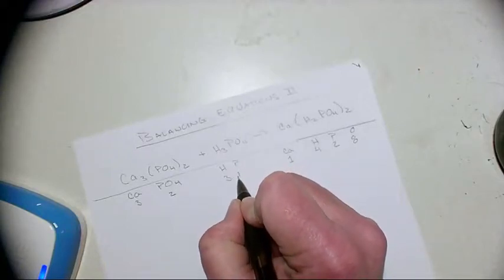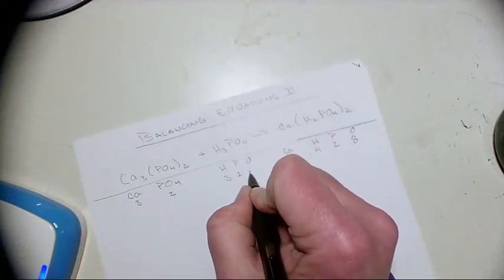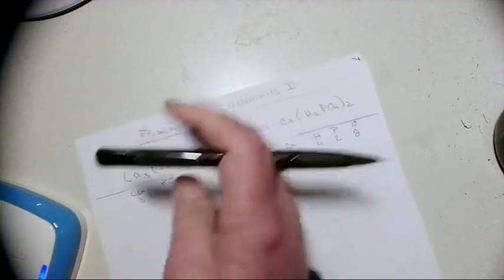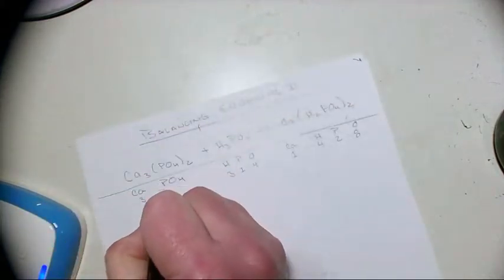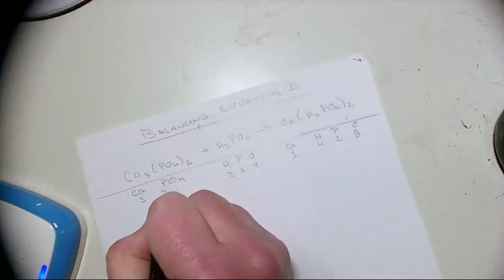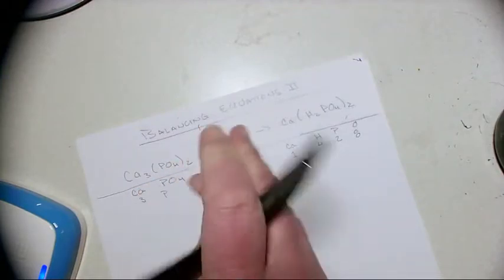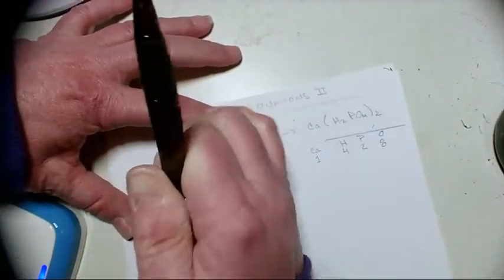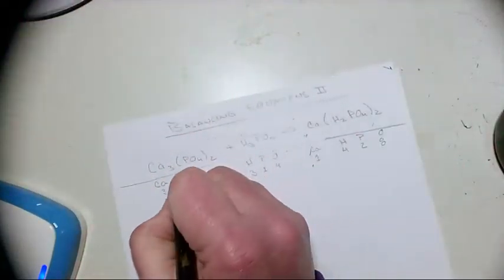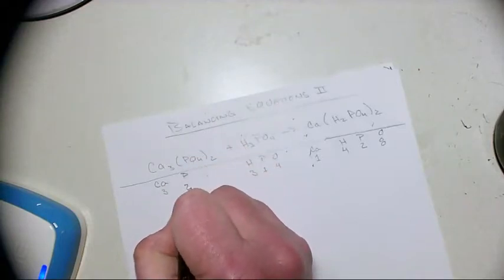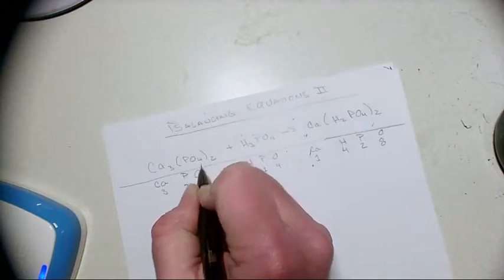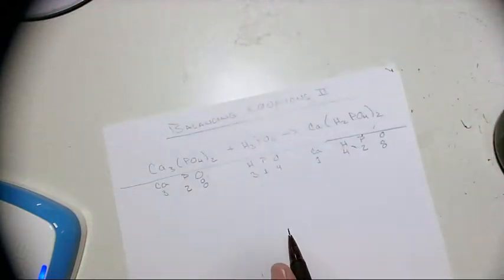Phosphorus I have 1. And over here I have 4. Phosphorus I have 2. 2 times 1 is 2. Phosphorus, there we go, 2. Oxygen, I have 2 times 4, 8. So now let's do our check.